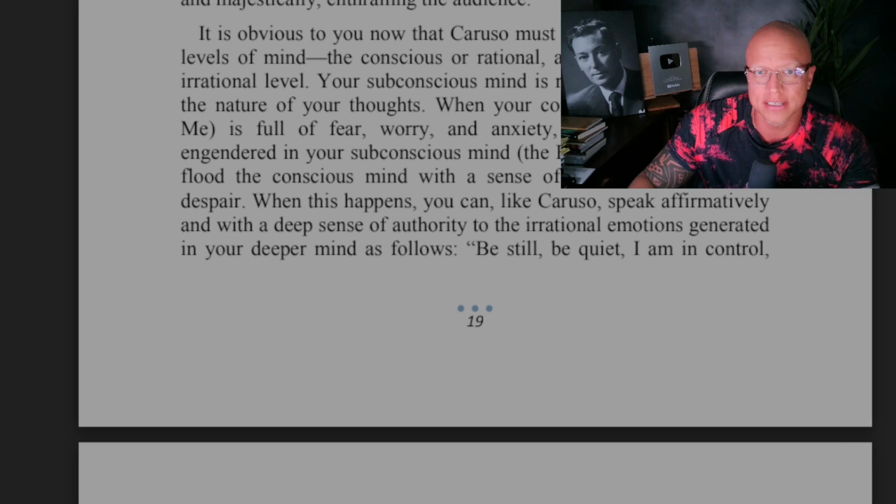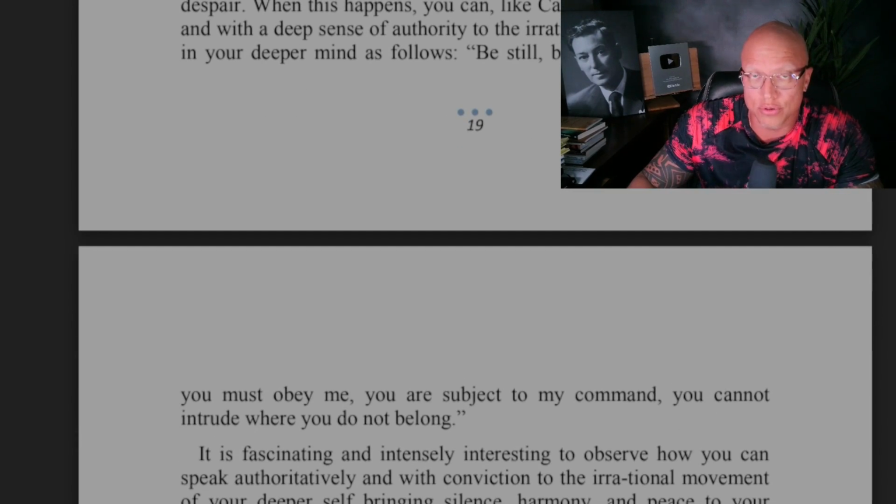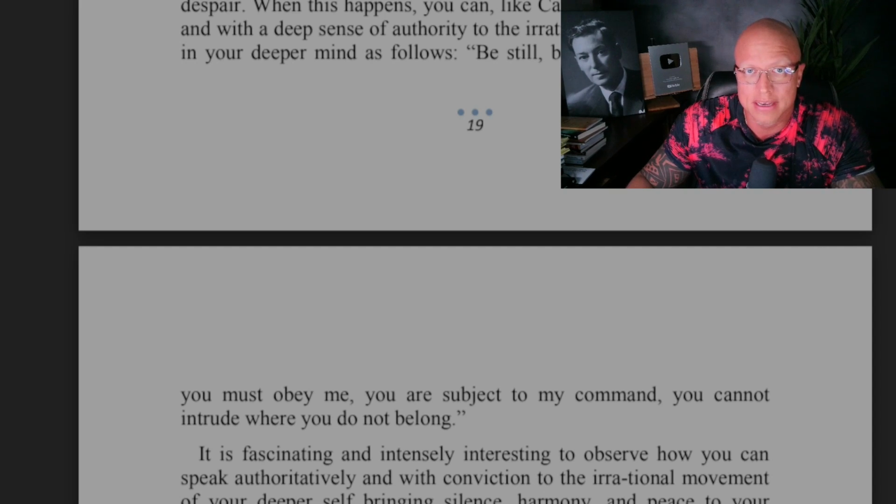You're just saying certain statements like be still, be quiet, I am in control of you, because the conscious mind is in control of the subconscious mind. So you're saying, I am in control of you. You must obey me. And that's in truth: the objective is in control of the subjective. Even though the subjective creates everything, the conscious mind is in control of the subconscious mind.